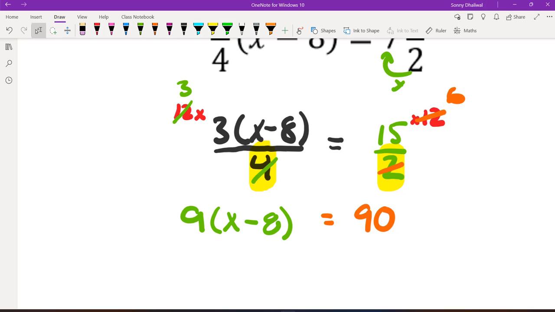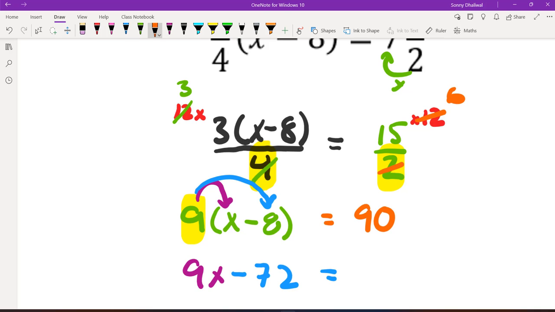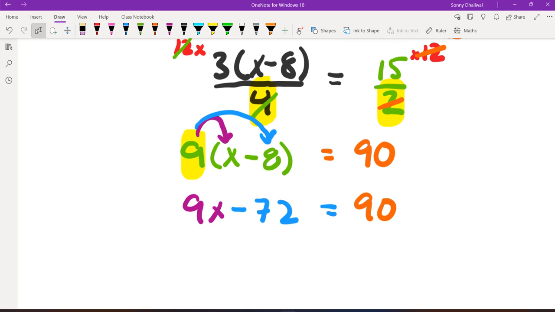We go to the next part, get rid of the brackets. All right, so we have this 9 outside the brackets. We take it and multiply it through the bracket. So what is the first term that we write down for this purple arrow? 9x. And for the blue arrow, what do we write down for this multiplication? Not negative 8. We got to do 9 times negative 8. Negative 72 equals 90. Okay? So now the brackets are gone.